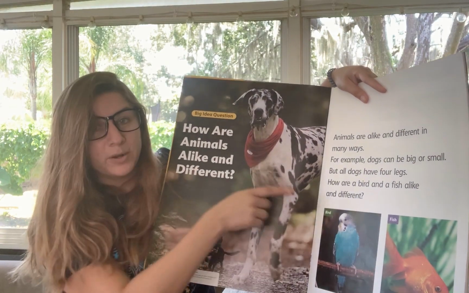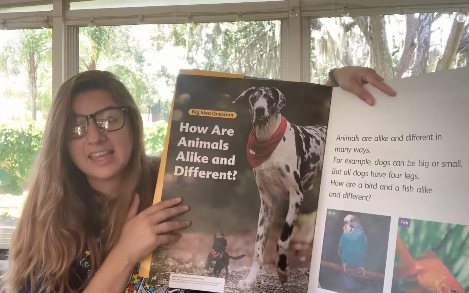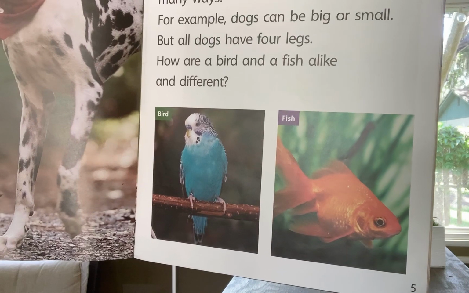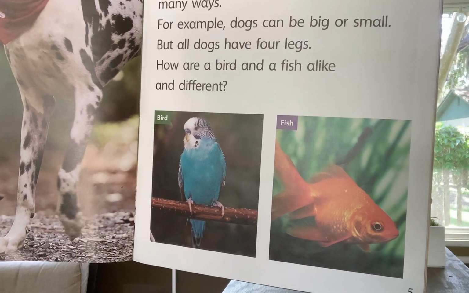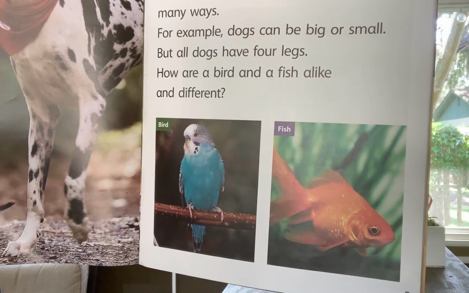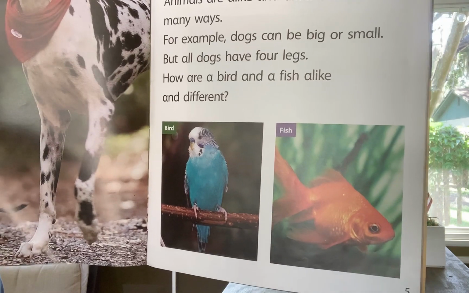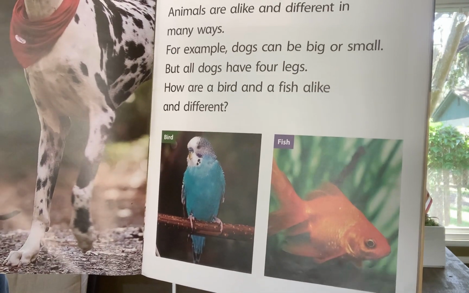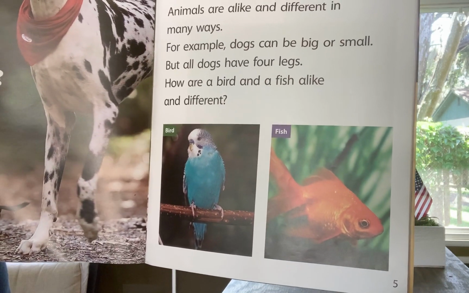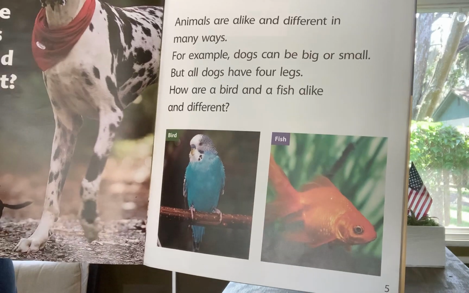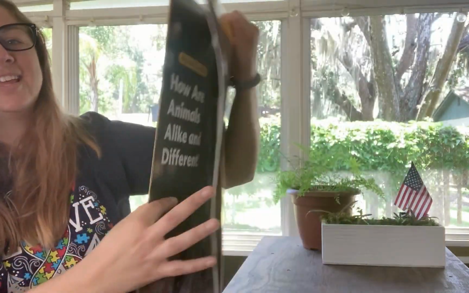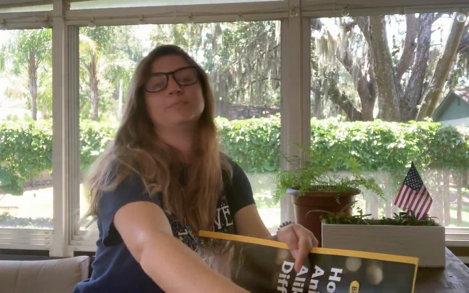How are this bird and this fish alike, and how are they different? I'm going to zoom in a little bit so you can see it better. So looking at this picture, I can see that they're alike because they both have eyes, right? They both have a mouth to eat. But how are they different? Well, they're different colors, right? The bird is blue and the fish is orange. The bird has feathers and the fish has scales. So that's how they're different.